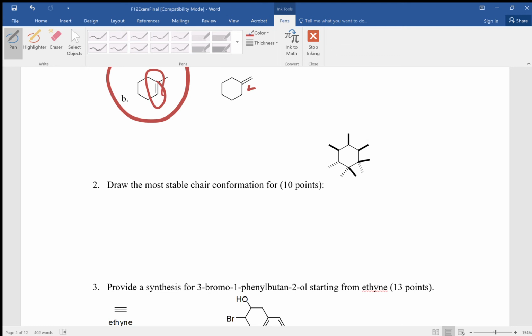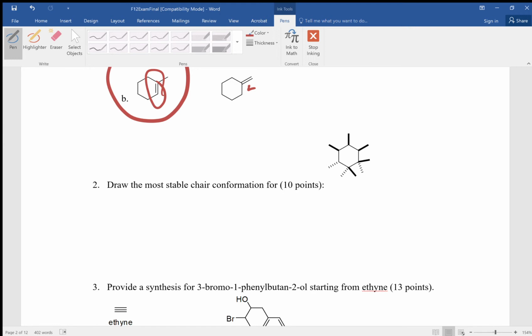All right, in our second question, we are trying to find stability for chair conformations. And normally the way we approach one of these problems is by finding the largest group, which is often a t-butyl group, making sure we put that substituent into an equatorial position, and then filling in everything else around that. Well, in this case, that's not going to help us.